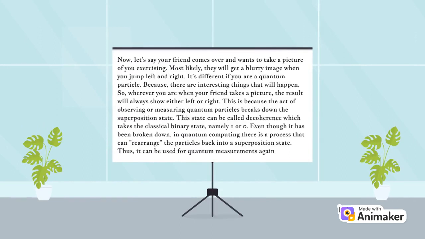Quantum measurement. Now, let's say your friend comes over and wants to take a picture of you exercising. Most likely, they will get a blurry image when you jump left and right. It's different if you are a quantum particle, because there are interesting things that will happen. Wherever you are when your friend takes a picture, the result will always show either left or right. This is because the act of observing or measuring quantum particles breaks down the superposition state. This state can be called decoherence, which takes the classical binary state, namely 1 or 0. Even though it has been broken down, in quantum computing there is a process that can rearrange the particles back into a superposition state. Thus, it can be used for quantum measurements again.